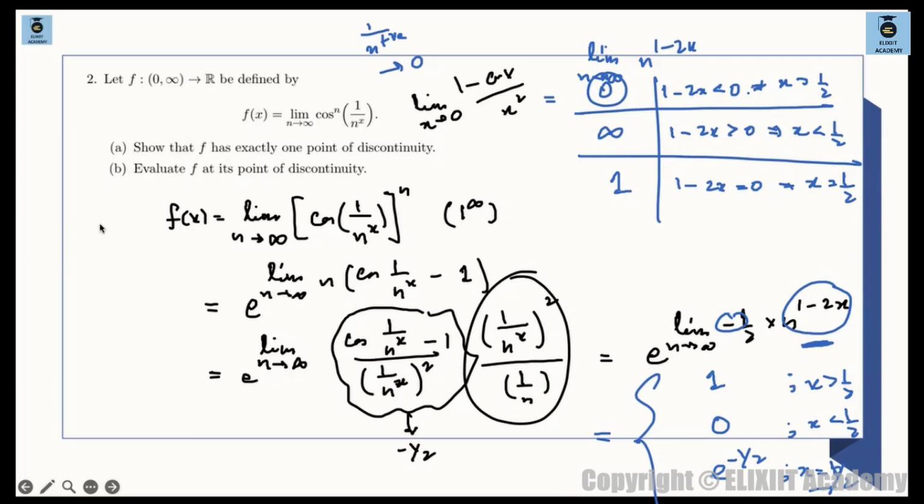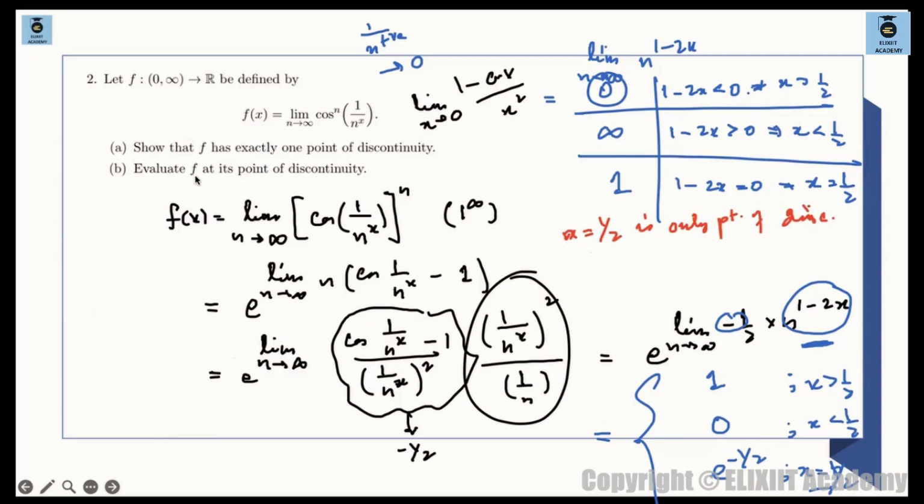Both are proved. Show that f has exactly one point of discontinuity. This is exactly one point of discontinuity, which is half. Okay? x is equal to half is the only point of discontinuity. Write it down. Is the only point of discontinuity. Write it properly.